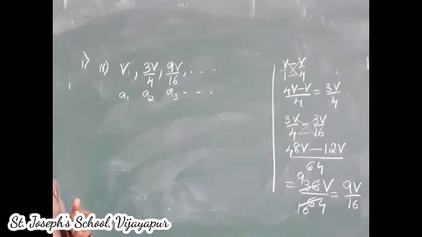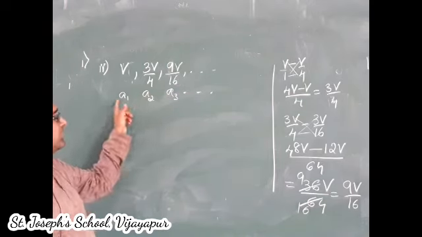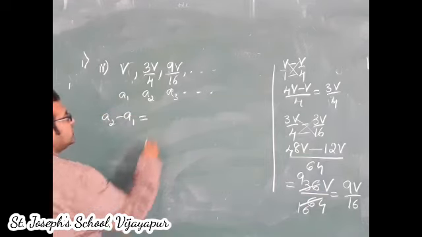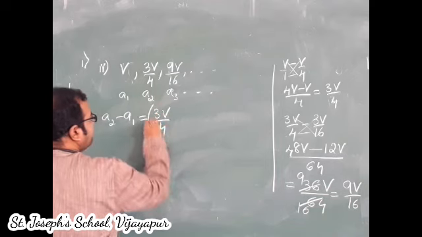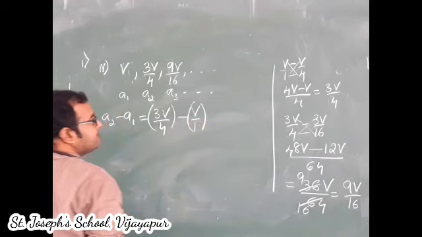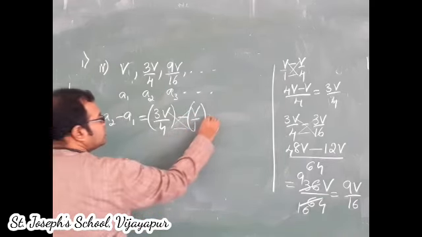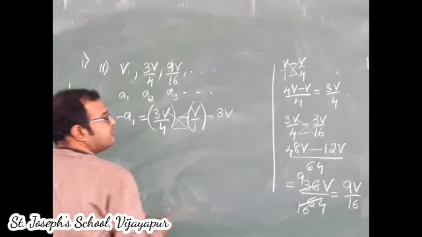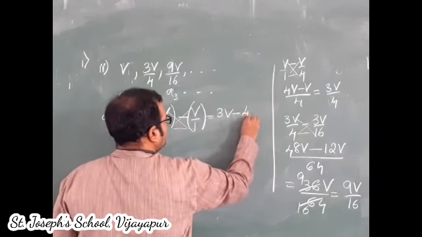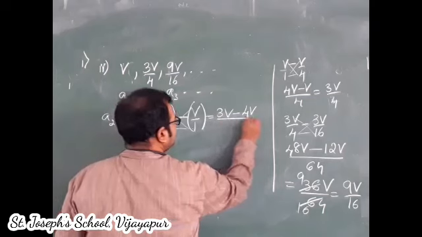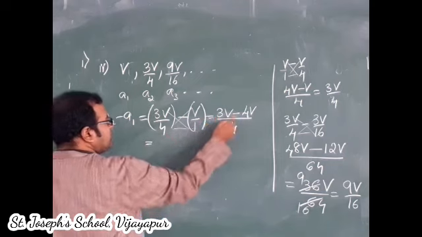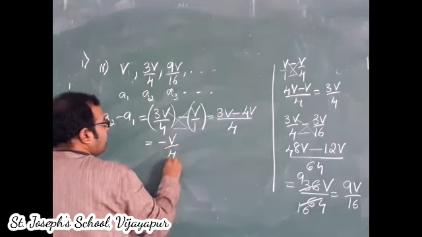How do you find out the common difference? 2 consecutive terms, that is A2 and A1, we will subtract those. A2 minus A1, which is equal to 3V by 4 minus V. I can call V as V by 1. Now simplify. 3V into 1 is 3V minus V into 4 is 4V divided by 4 ones are 4. How much is that? That is equal to 3V minus 4V is minus V by 4.